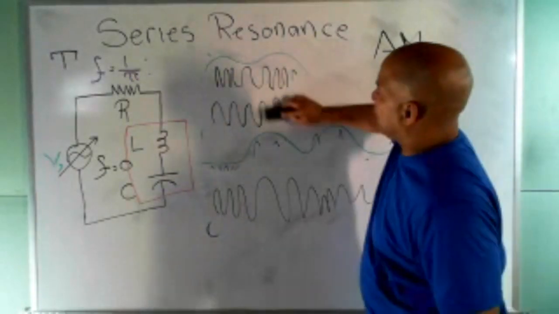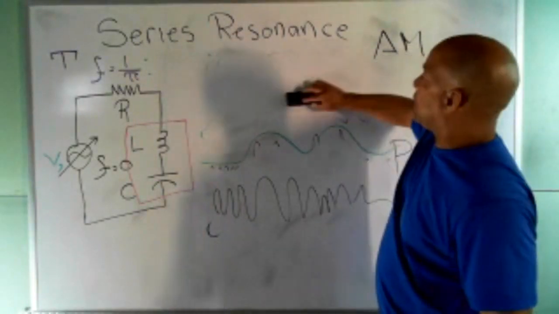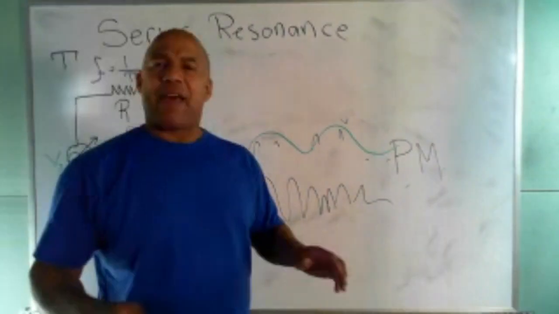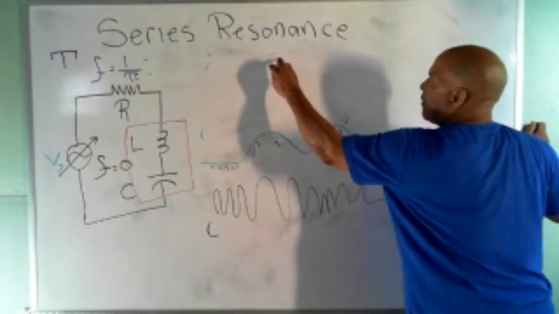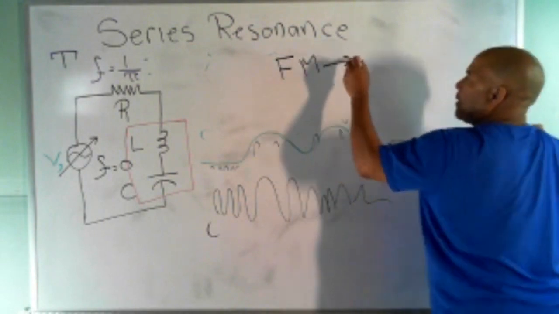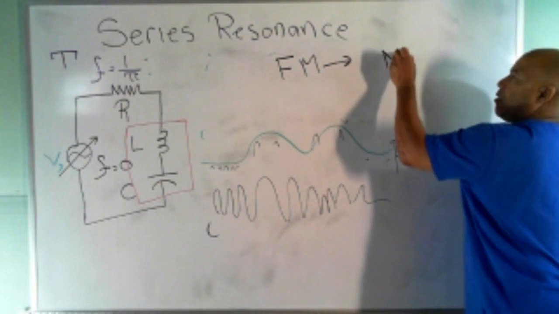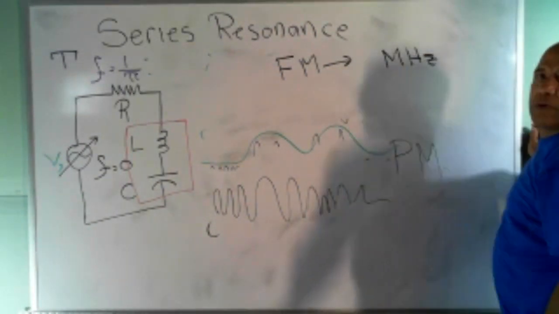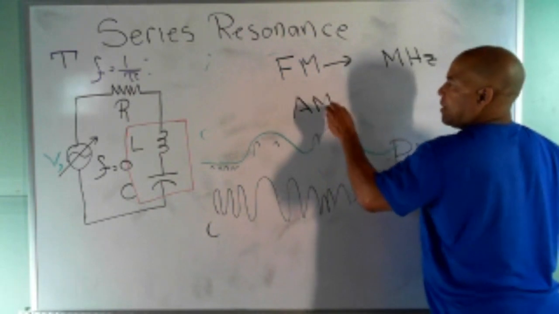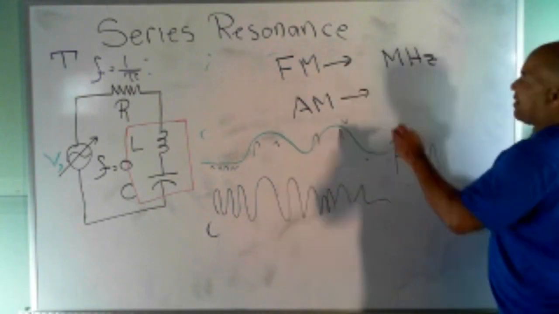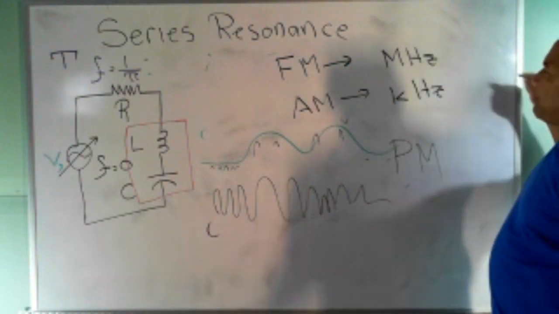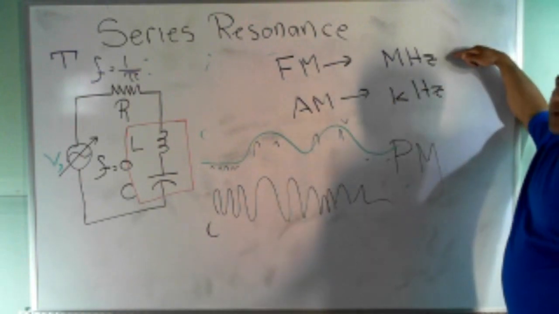If you ever get a chance to look at a radio, look closely at it, and one of the things you'll notice is that on FM, the frequencies are like so many megahertz. And on AM, all the frequencies are like kilohertz. So right off the top, FM has higher frequency than AM.